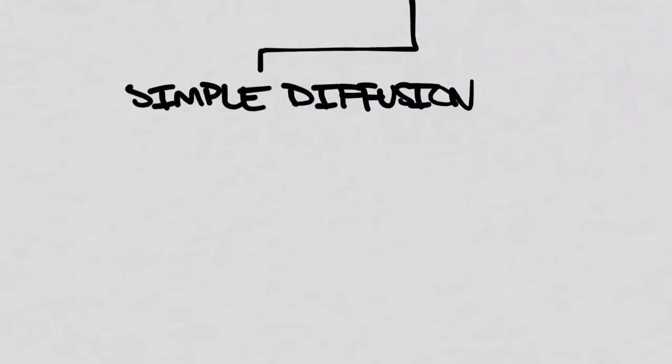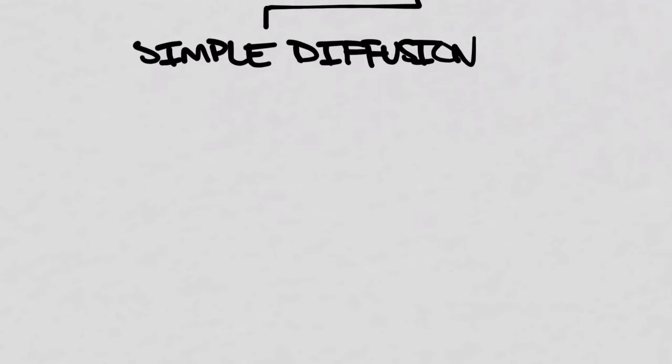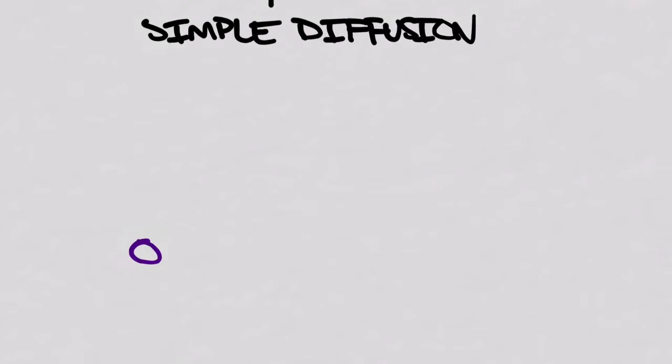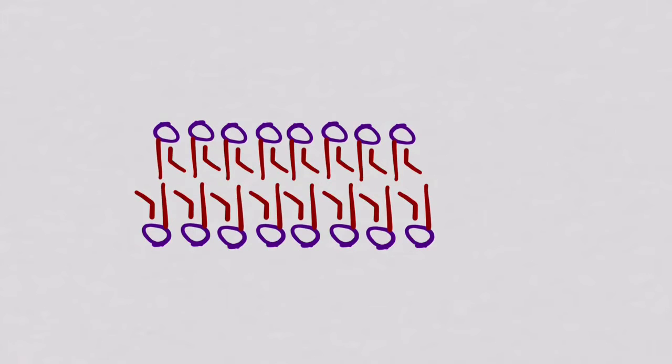To talk about simple diffusion, we really need to go back and look at our cellular membrane. If you recall, we've got our phospholipid bilayer, composed of a phospholipid head and a fatty acid tail. One of them is kinked. I'm going to pause this here and create a membrane.